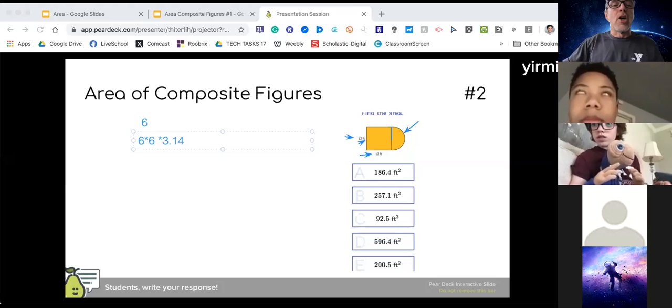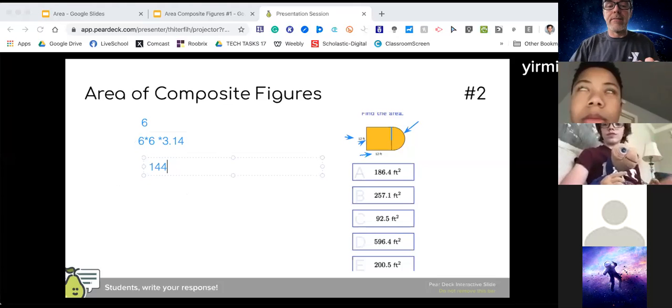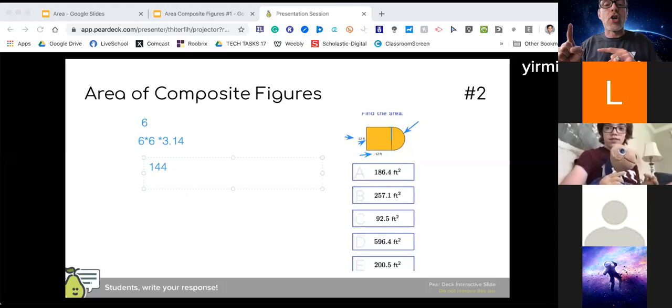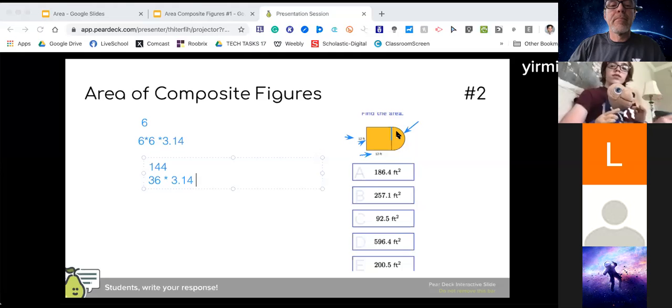All right, so let's look at this one because we're going to run out of time. So the square is 144, right? And then for the circle, it's going to be 36 times 3.14. And then I got to half all of that because it's a half circle, correct?